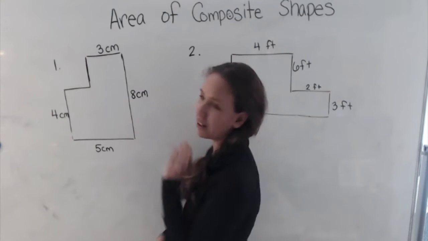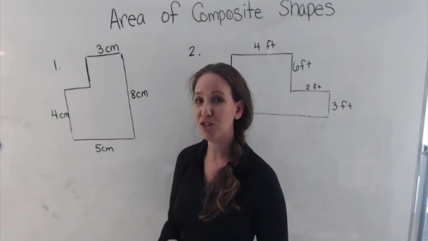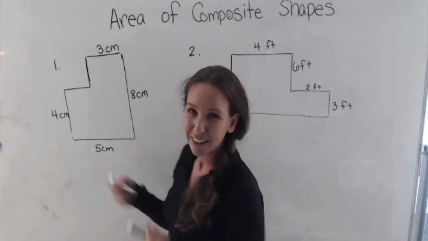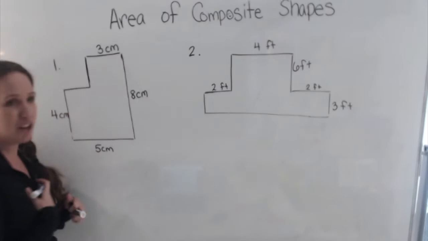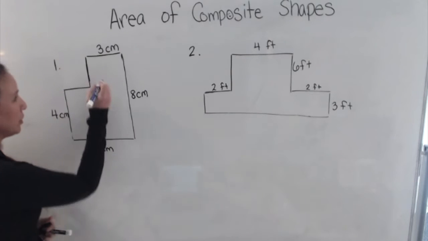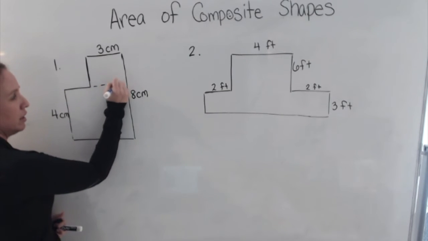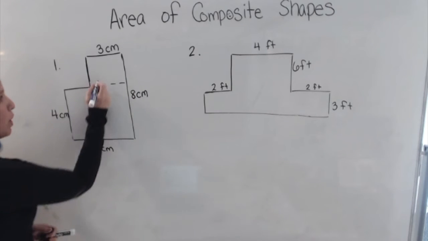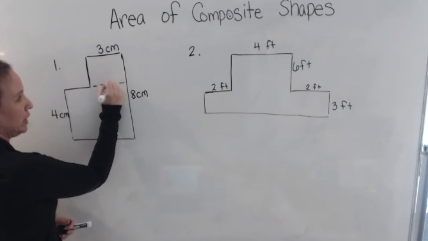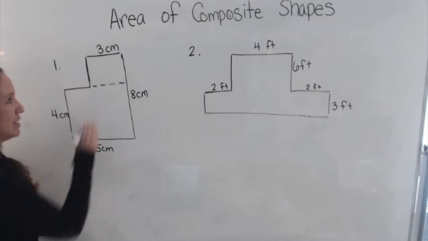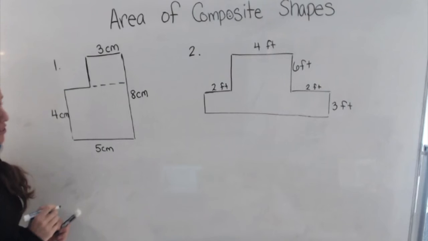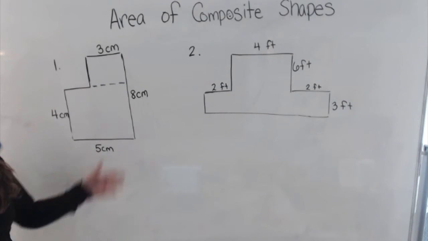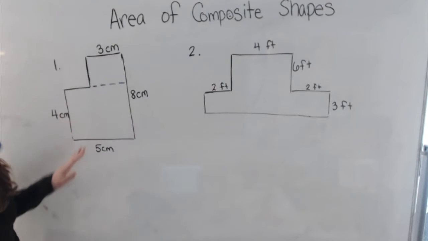If we look over here, it looks like it might be a little bit challenging to figure out what the area of this shape would be. But let's do what we know. We know how to find the area of a rectangle. So I'm going to draw an invisible line, and we represent invisible lines with dashes. I'm going to draw an invisible line over here in order to separate this into two rectangles. Do you guys see that? Great.